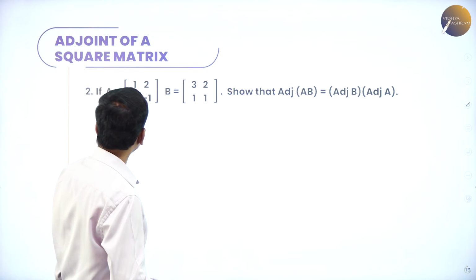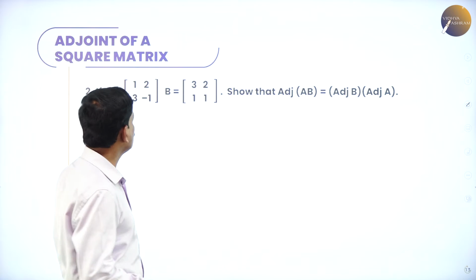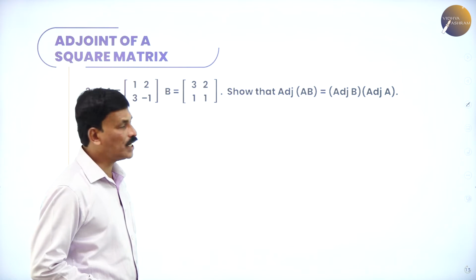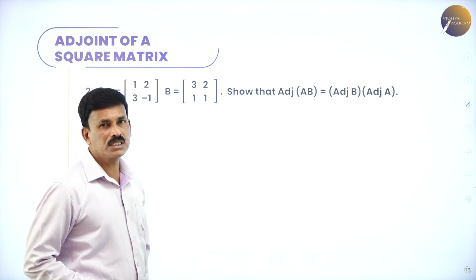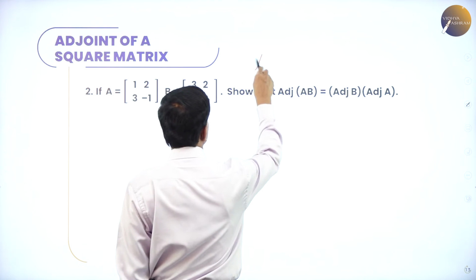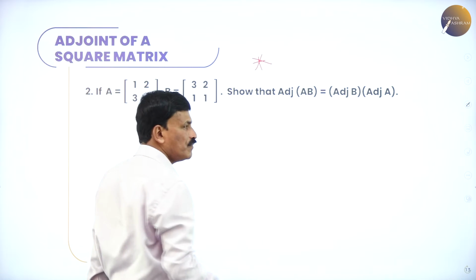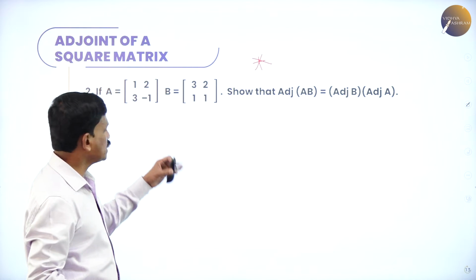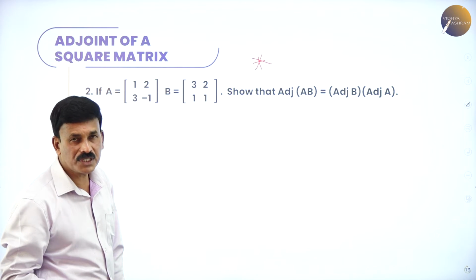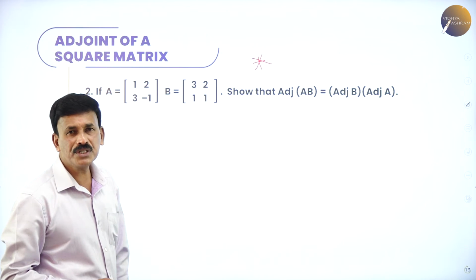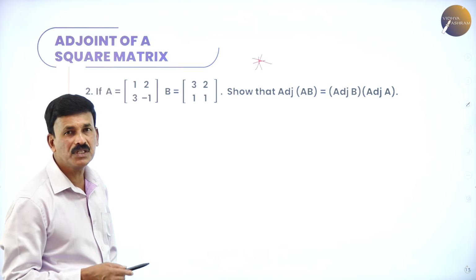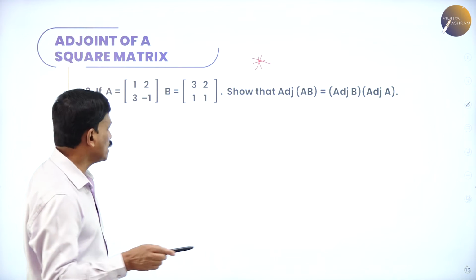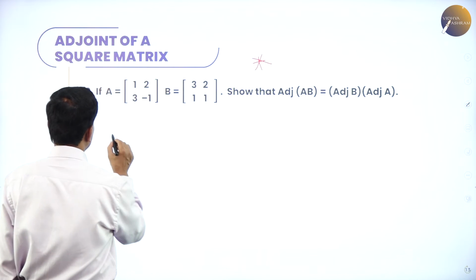Let us come to the next problem. If A is equal to 1, 2, 3, minus 1 and B is equal to 3, 2, 1, 1, show that adjoint of AB is equal to adjoint of B into adjoint of A. This is also an important type of problem. Here, just find out AB first, multiply matrices A and B, find out the adjoint for that AB, then find out the adjoint for matrix A and matrix B, multiply adjoint of B into adjoint of A will give the final answer. Now, let us come to the first part, multiply AB.